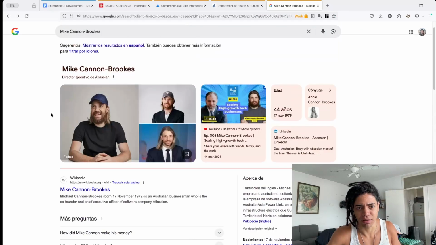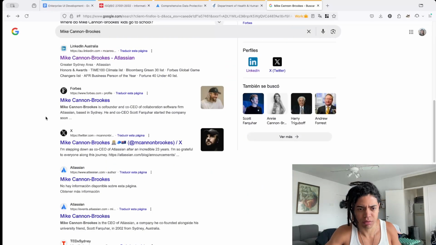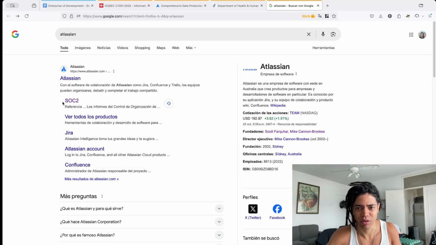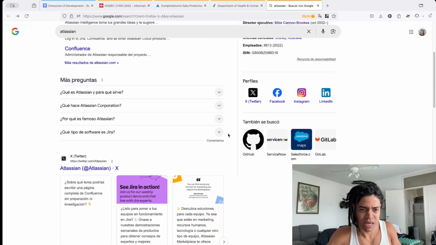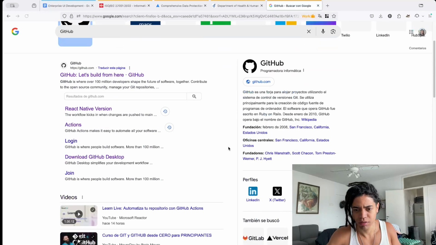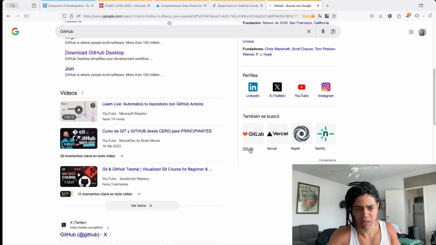You need to actually move forward to that. So, Atlassian. We talk about Atlassian here. 8,000 employees, that's not too much. All of this kind of company is as lean as possible, similar to GitHub and GitLab.